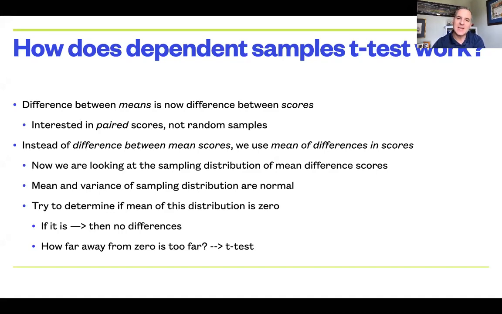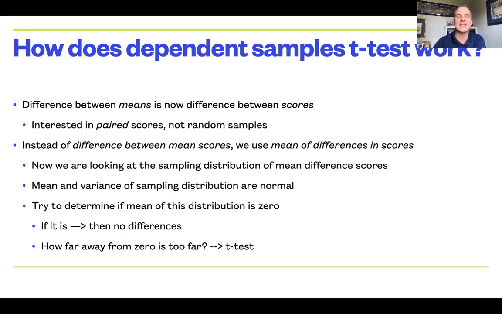In the independent samples t-test, we are comparing the means of each of our two samples, right? So we take a sample and we look at the mean of that sample. Then we'll take another sample, we look at the mean of that sample, and we look at the difference between those two means. And we say if the difference between those two means is large enough, then those two samples come from different populations, right? And they are significantly different from one another.